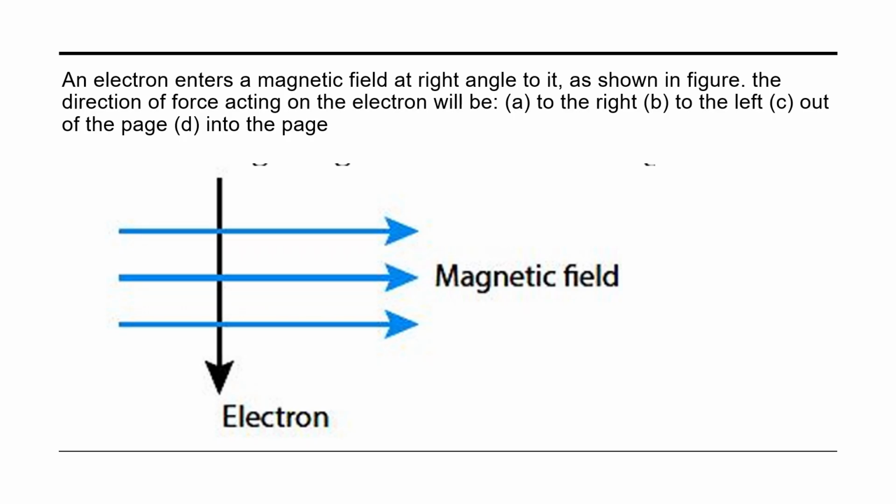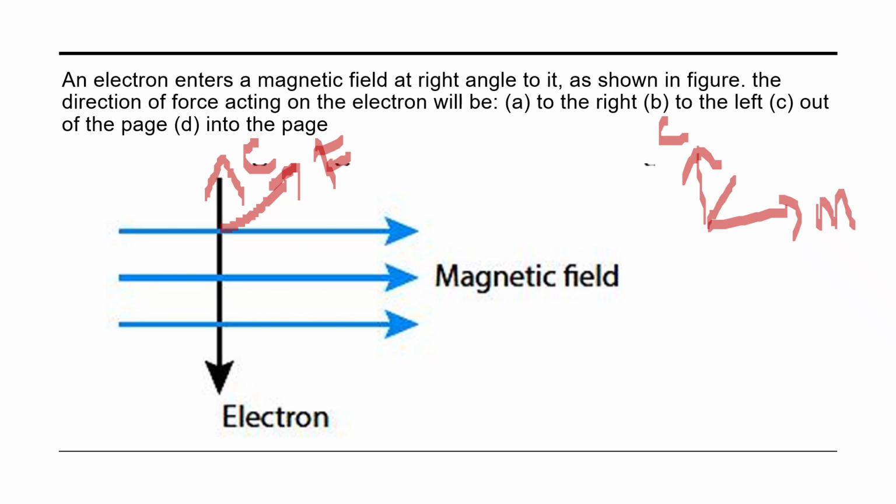So we can say that the direction of current will be opposite to that of the flow of electron. So we get the current. Now to find out the direction of the force, the direction of force will be perpendicular to these two. So that means if this is the current and this is the magnetic field, we can show that the force will be into the page. So option D.